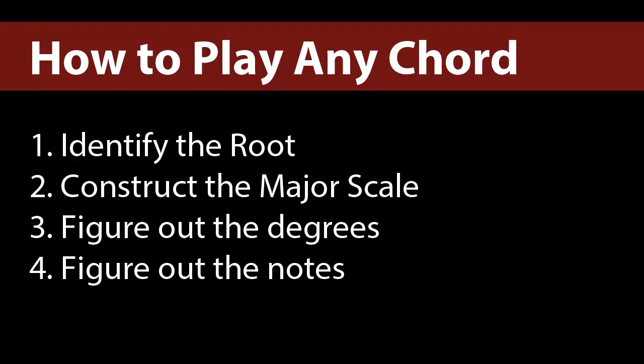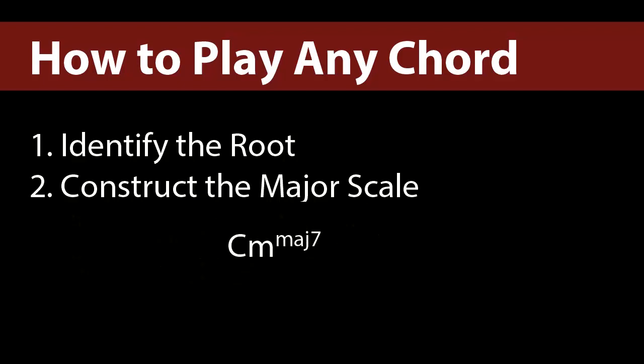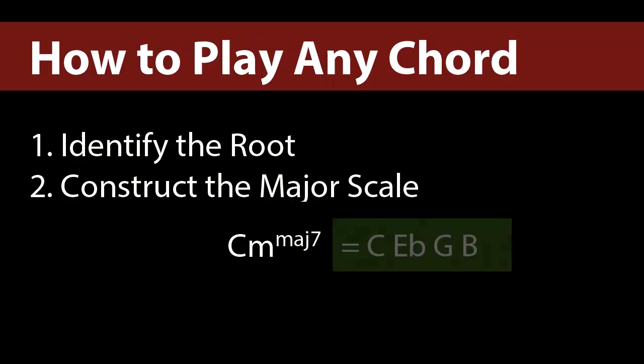Let's take, for example, the C minor major 7th chord. Now you might have seen this chord and you know it's made out of the notes C, E flat, G, and B. I'm going to show you how to understand this just looking at the chord's name. So let's start with the first step.